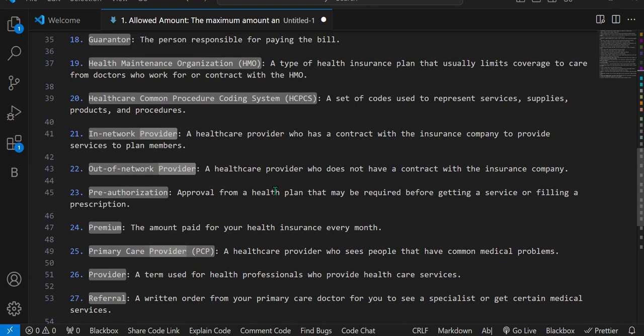Premium, the amount paid for your health insurance every month. So what is premium?